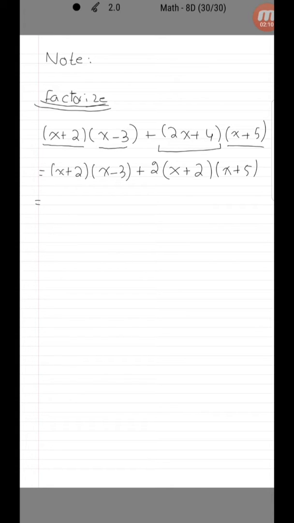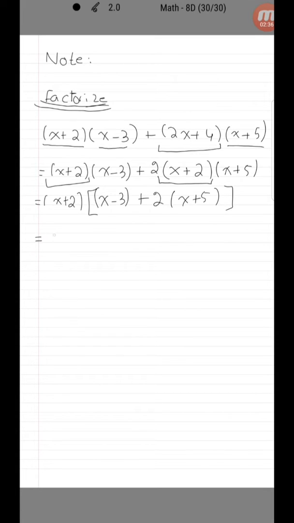Now, if I look at this expression, I now have a common factor which is x plus 2. So I take x plus 2 as a common factor and I open brackets. Now I divide each term by the common factor which is x plus 2. So I'm left with x minus 3 plus 2. x plus 2 divided by x plus 2 is 1, and x plus 5.